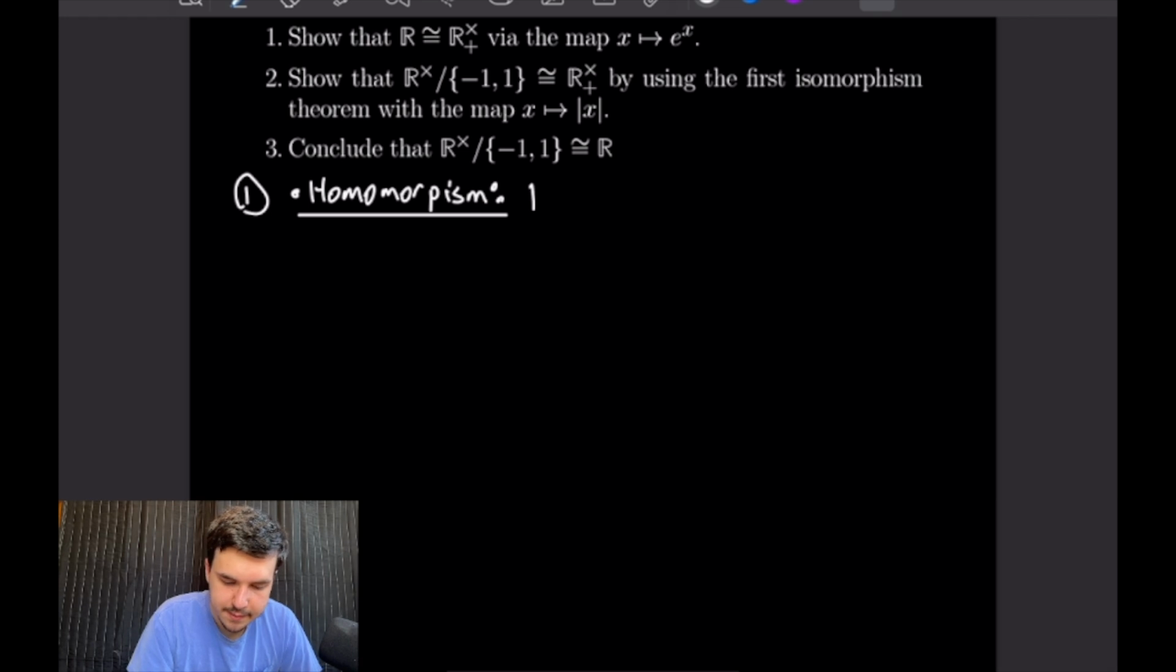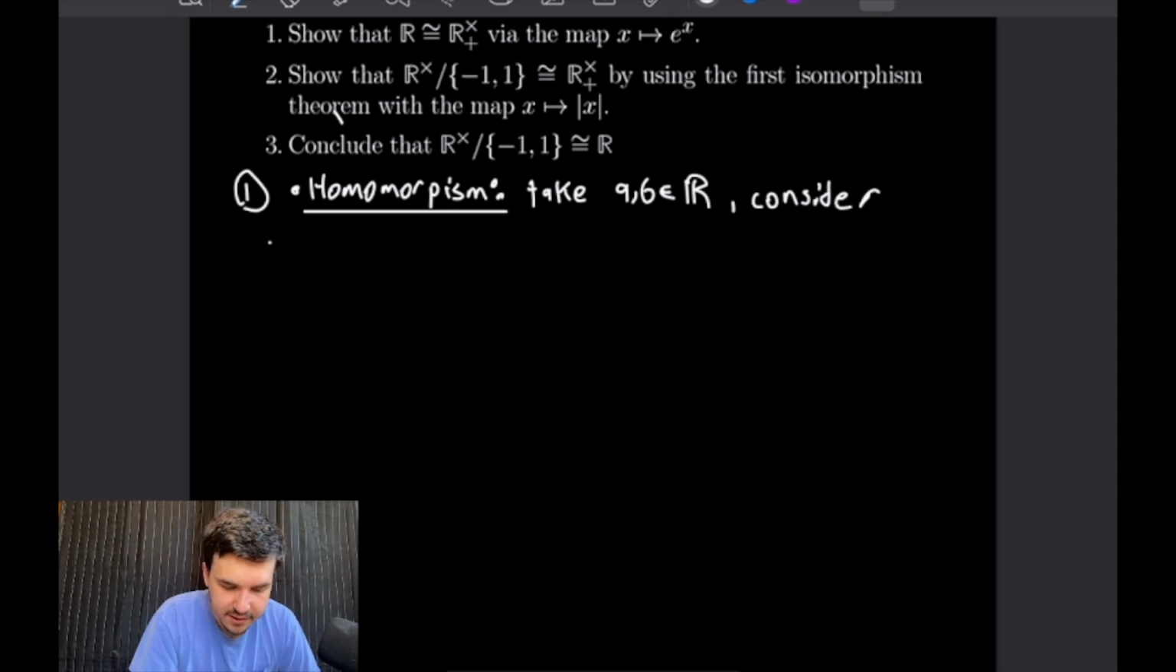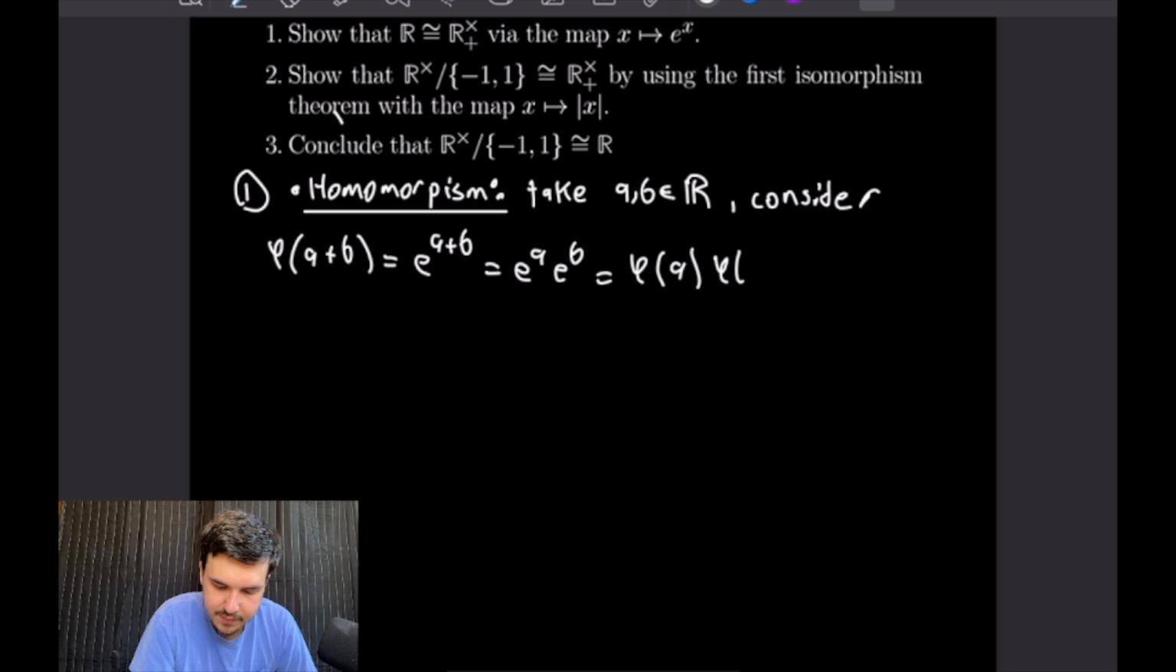And so to do this, we're going to keep doing what we've been doing. We're going to take two elements from our domain, let's call them A and B, and they're going to be in our additive real number group here. And we want to consider our function acting on those together. So we want to consider phi of A plus B. Well, just applying phi to A plus B, that is simply going to give us e to the A plus B, but then using exponent rules, we can split that up as e to the A times e to the B, but that's exactly what it means to be equal to phi of A times phi of B, using the definition of our map there.